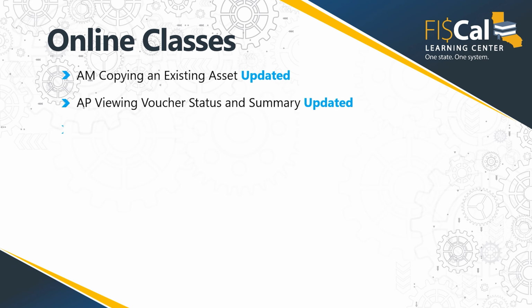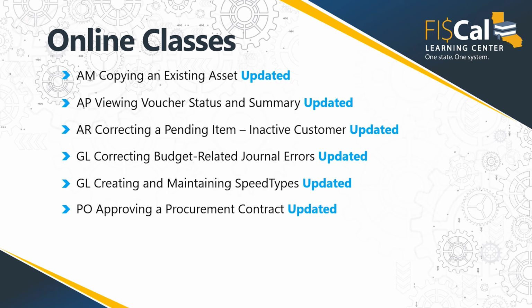Online classes. AM, copying an existing asset. AP, viewing voucher status and summary. AR, correcting a pending item, inactive customer. GL, correcting budget-related journal errors. GL, creating and maintaining speed types. And PO, approving a procurement contract, have all been updated.